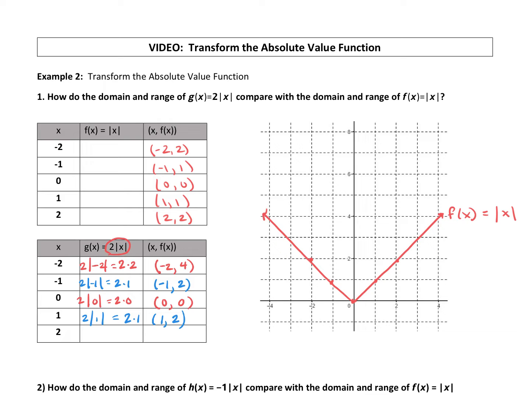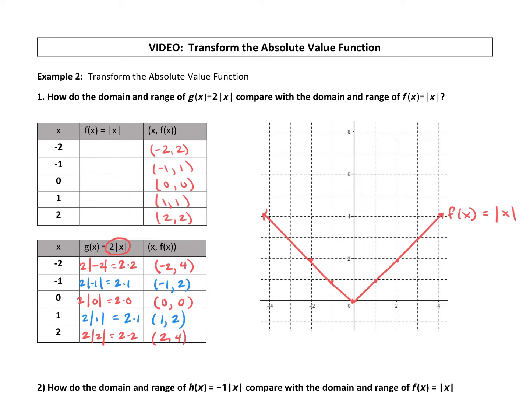And last, we're going to do 2 times the absolute value of 2, which is 2 times a positive 2, which gives us 4. So this ordered pair is 2, 4. All right, well, let's graph those points, and we can see how our g of x function compares to our f of x function.